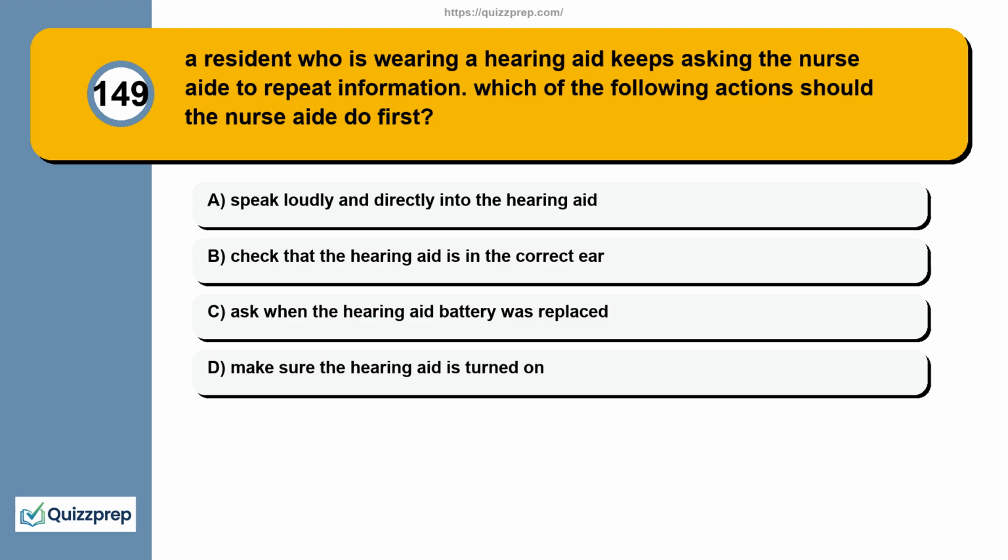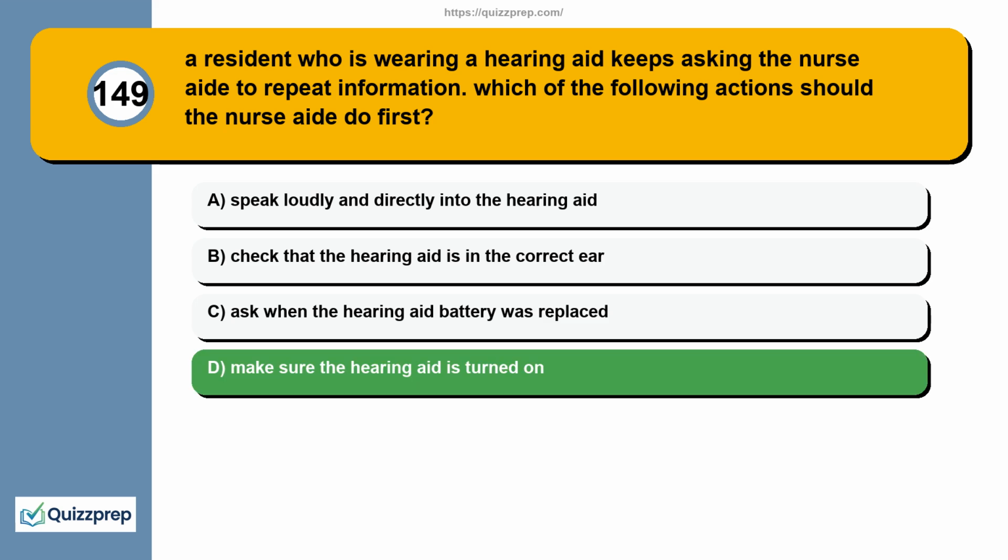Question 149. A resident who is wearing a hearing aid keeps asking the nurse aide to repeat information. Which of the following actions should the nurse aide do first? Option A, speak loudly and directly into the hearing aid. Option B, check that the hearing aid is in the correct ear. Option C, ask when the hearing aid battery was replaced. Option D, make sure the hearing aid is turned on. The correct answer is option D, make sure the hearing aid is turned on.